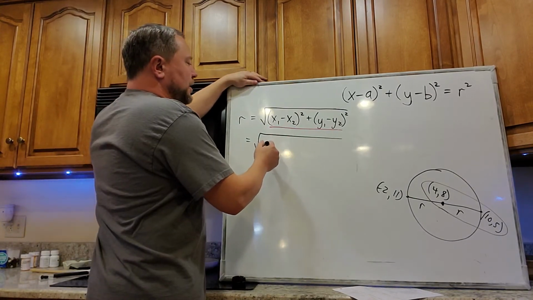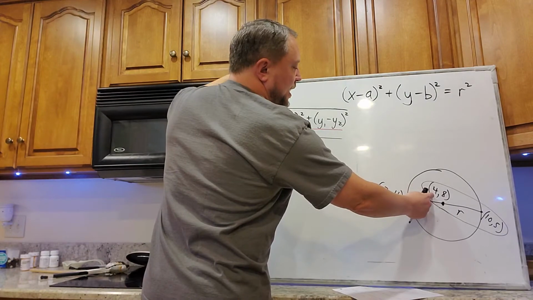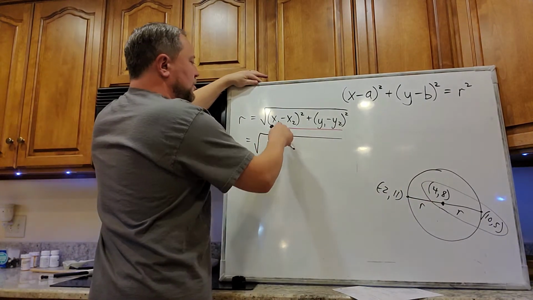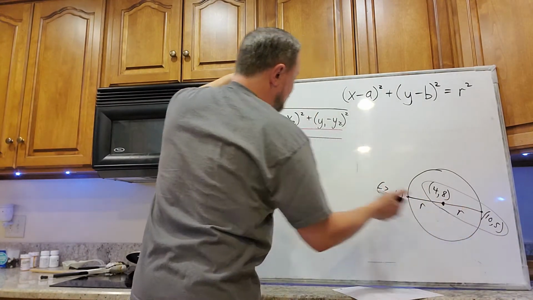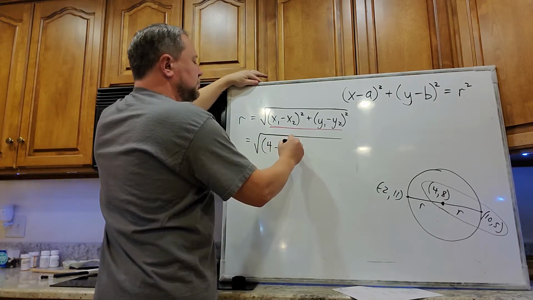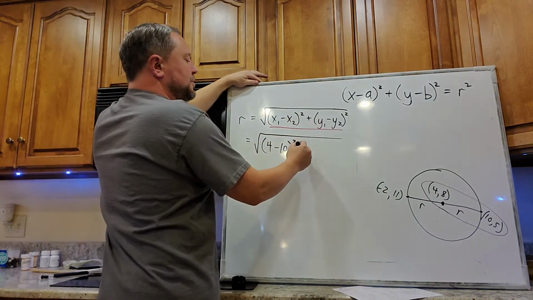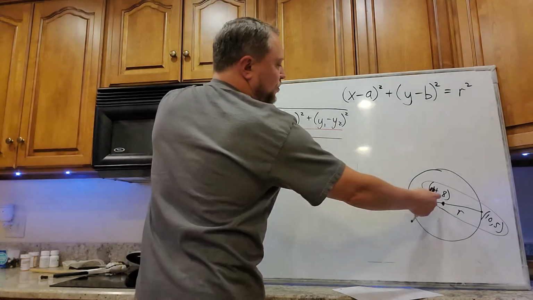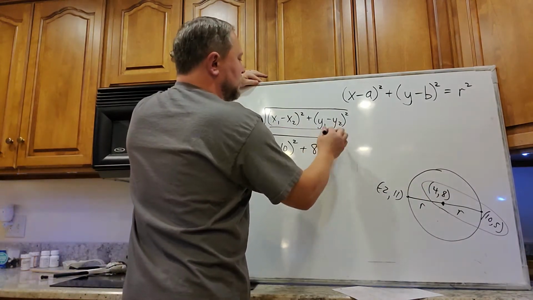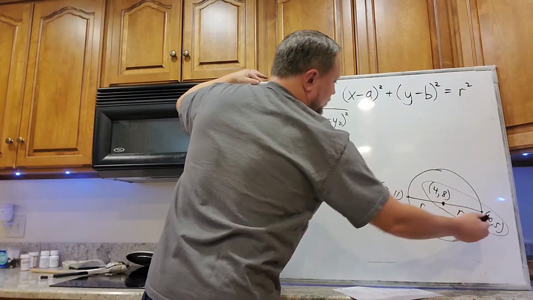When I go to plug in, I'm going to call that my x1, 4, minus the x2, 10, squared, plus y1, which would be 8, minus the y2 value of 5.